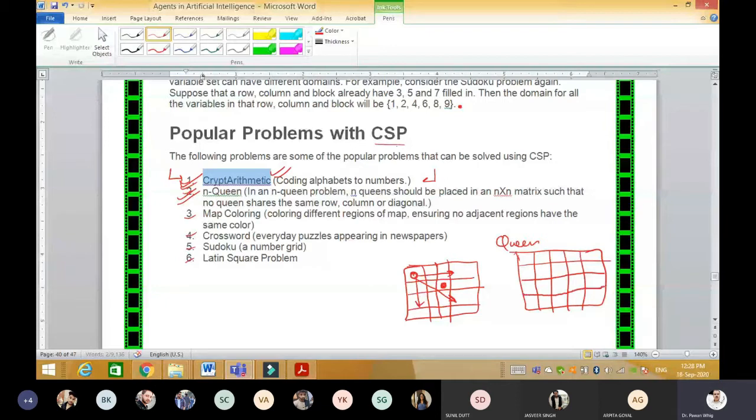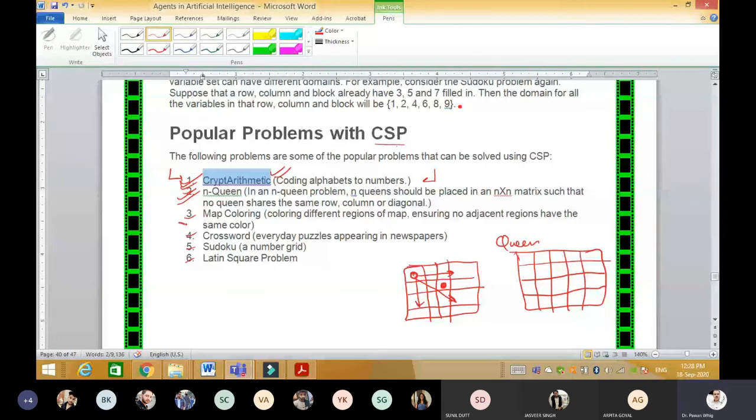We will discuss it in the next class again. This is a home task again I am giving to you. On an 8 by 8 chessboard, how many queens can you place so that no queen will kill the other? You have to place the maximum number of queens. So we will discuss it in the next class again.